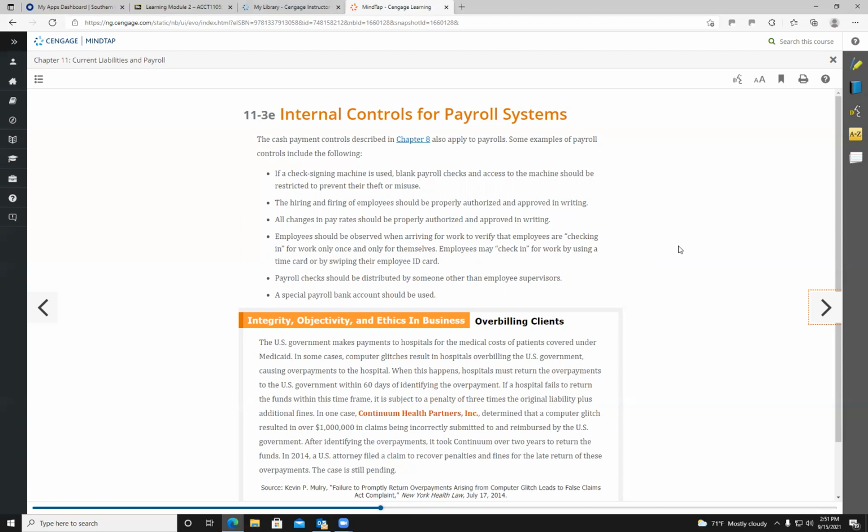The hiring and firing of employees should be properly authorized and approved in writing. All changes in pay rates should be properly authorized and approved in writing. Employees should be observed when arriving for work to verify the employees are checking in. So a lot of times, I'm sure some of you have used this, you have to clock in, you have to clock out, etc.